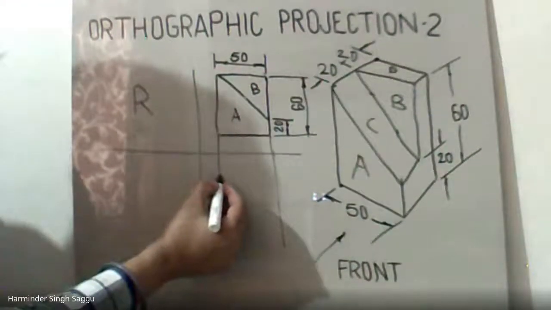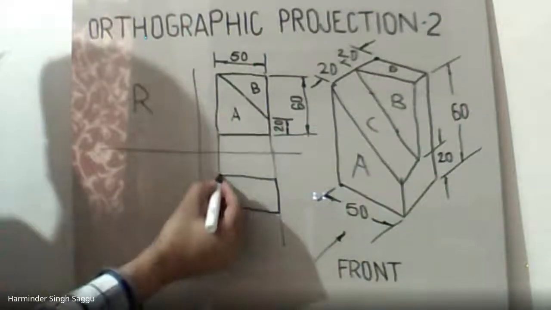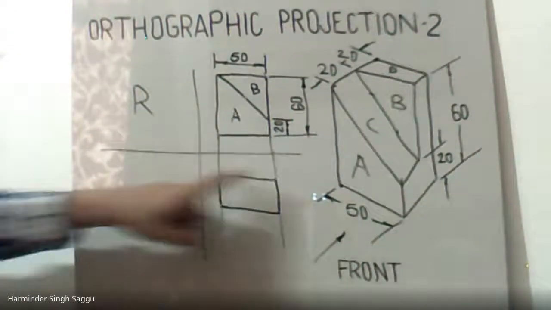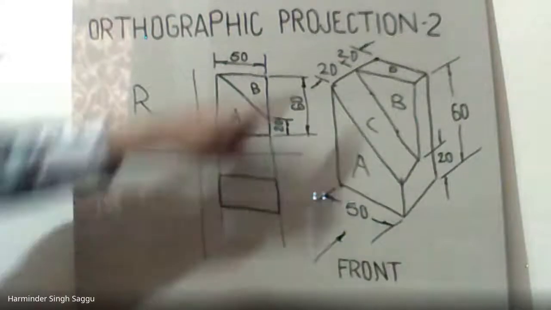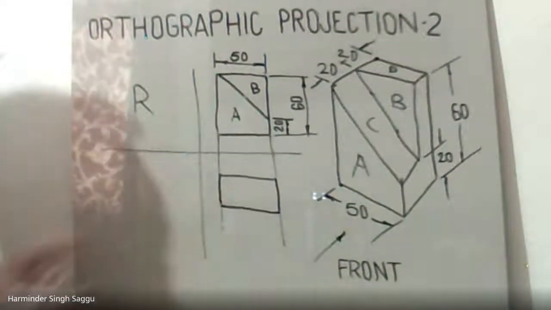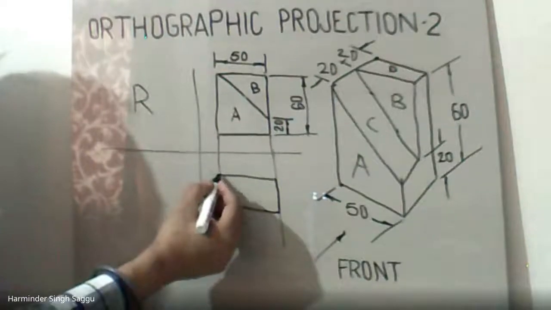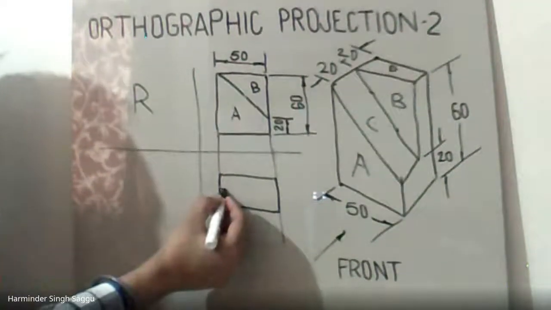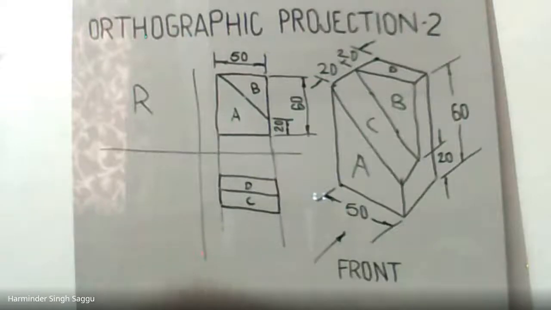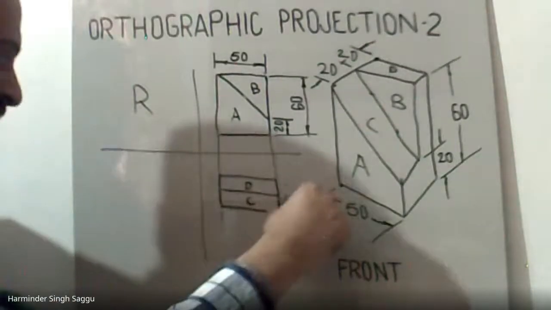Now again for symmetry, 15 mm this side, 15 mm this side, draw a point. So this point is this point. Now draw the outline of the top. This is 50 and this is 40, given as 20 plus 20, 40. So this is the outline of the top view. Now you have to divide this top view into two surfaces, D and C. So this is front, this is its top. D comes up, C comes below. This is 20, this is 20. Now I divide this surface like this. This is D and this is C. So from the top, both D and C will look the same. This is 20, 20.